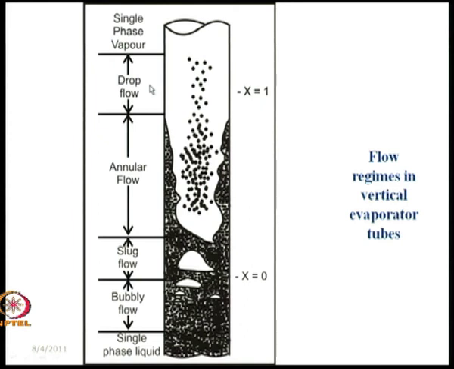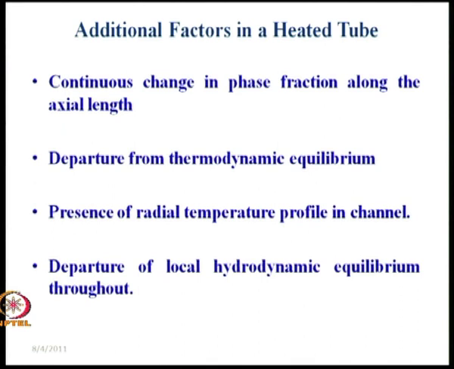As I had already told you, there is an inherent tendency of liquid to wet the pipe wall. So, therefore, this droplet flow pattern does not occur under normal circumstances in unheated tubes. So, these are the two basic differences between flow patterns in heated as well as unheated tubes. Okay. So, what are the additional factors in a heated tube?